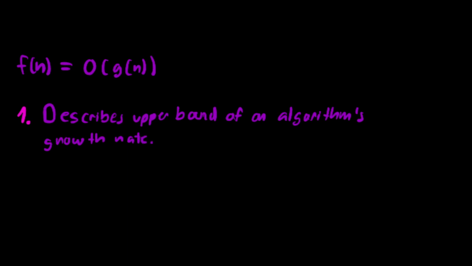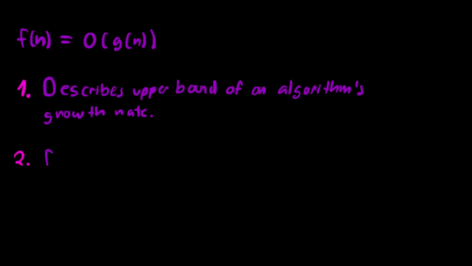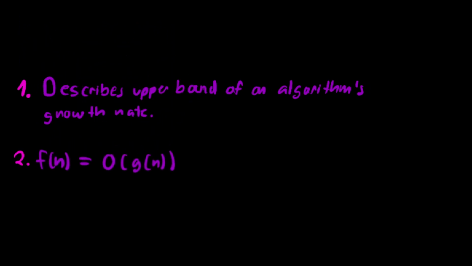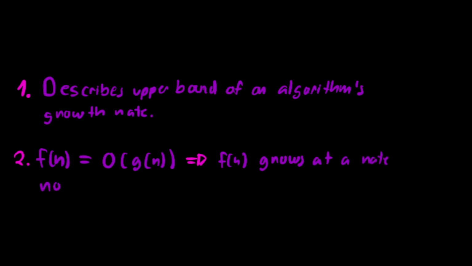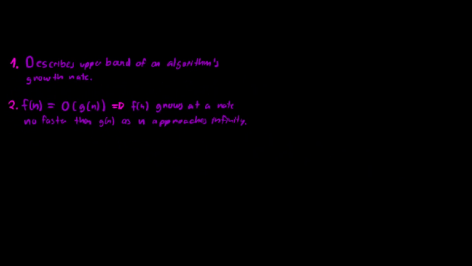Given this, for f of n, it refers to the fact that f of n grows at a rate no faster than g of n as n approaches infinity. So that's the important part, the definitions.